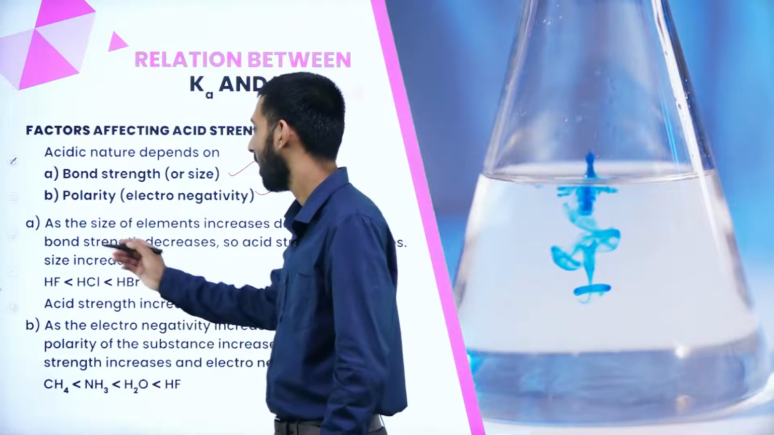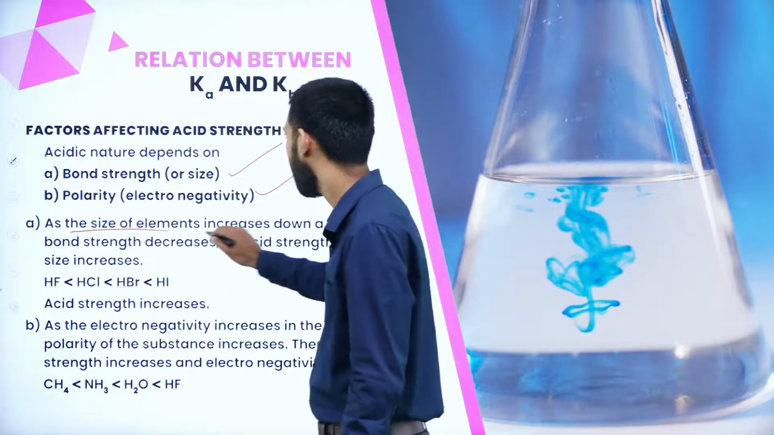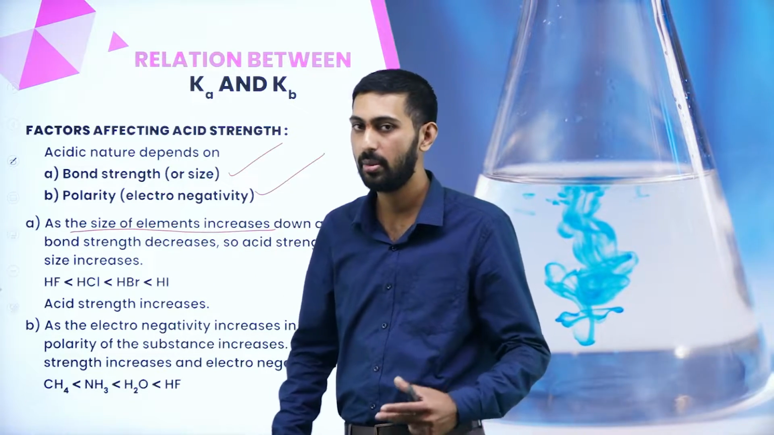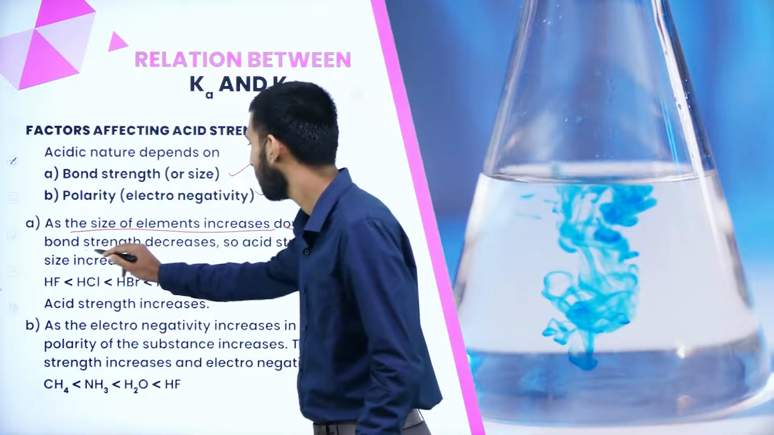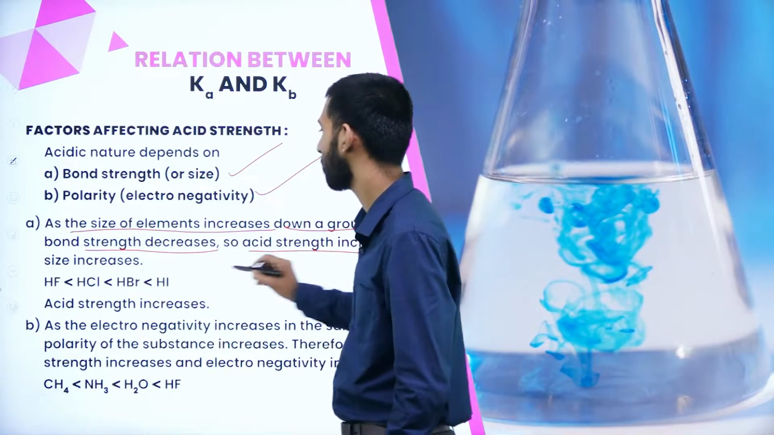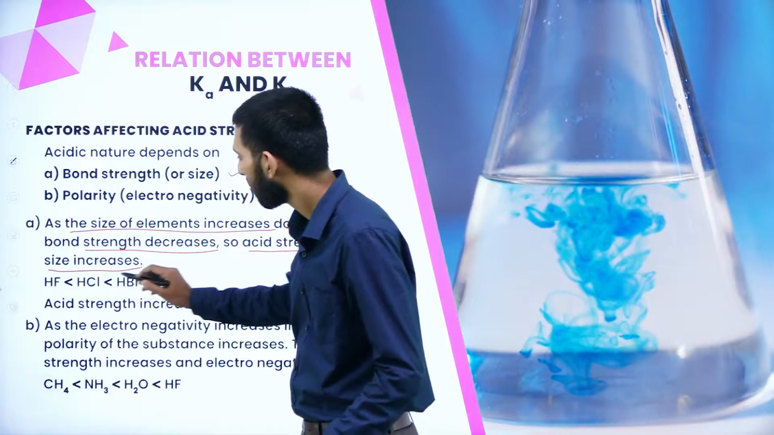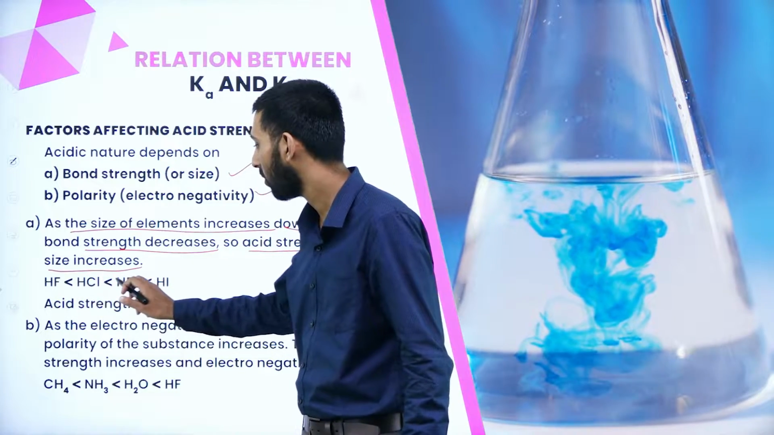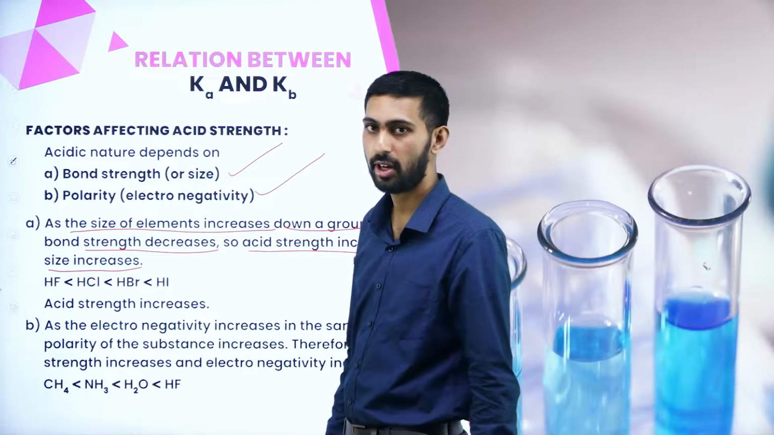What can we say about bond strength? Bond strength means as the size of the element increases down the group, bond strength decreases. So acidic strength also increases. Here you see hydrogen fluoride, hydrogen chloride, hydrogen bromide and hydrogen iodide. Which has more electronegativity?